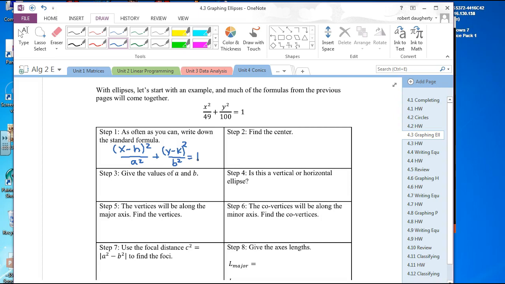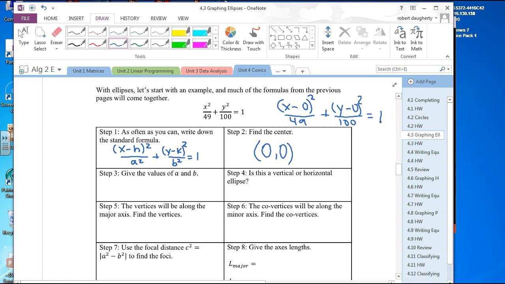(h, k). So what is the center in this next one here? In this particular problem, what's the center? 0, 0. Okay, the center here is 0, 0. Because think of this, this is (x minus 0) squared over 49 plus (y minus 0) squared over 100 equals 1. So this is an ellipse that's centered at 0, 0.